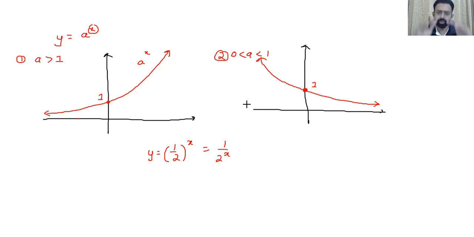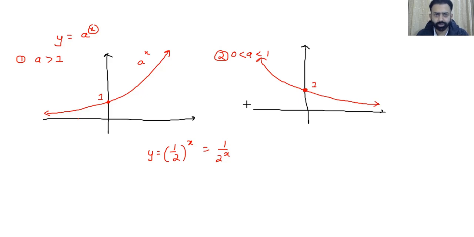An exponential function cannot go below the x-axis. It will always remain above the x-axis, right? So exponential functions are always greater than 0. Just remember this. So when we talk about the range of an exponential function, it is always greater than 0. Yes, it can approach the value 0 when x is either minus infinity or plus infinity, depending on the value of a.